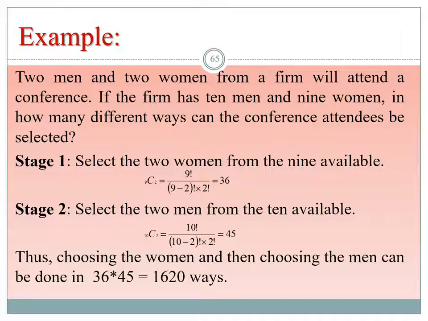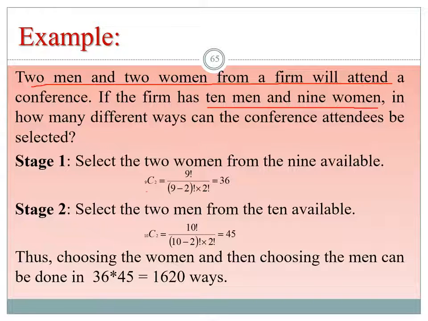Two men and two women from a firm will attend a conference. The firm has 10 men and 9 women. So 2 men and 2 women from the firm will attend the conference. We have to select 2 men from the 10 men group and 2 women from the 9 women group. How many different ways can we select the conference attendees? Stage 1: first select the 2 women from the 9 available women.